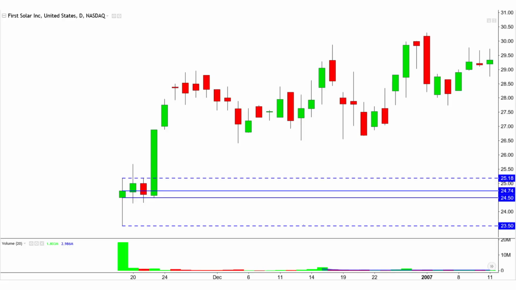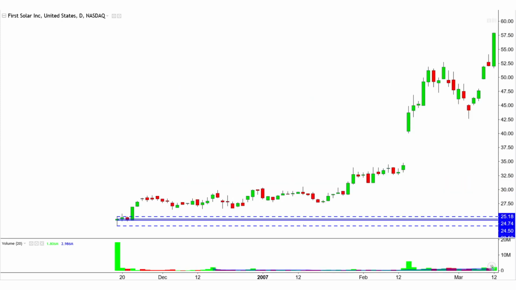Unlike most examples so far, FSLR doesn't see levels from the IPO day candle immediately used, as an uptrend gradually accelerates into a steep incline almost right from the start of trading on the market.